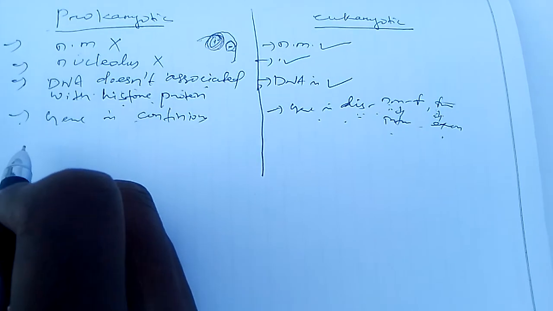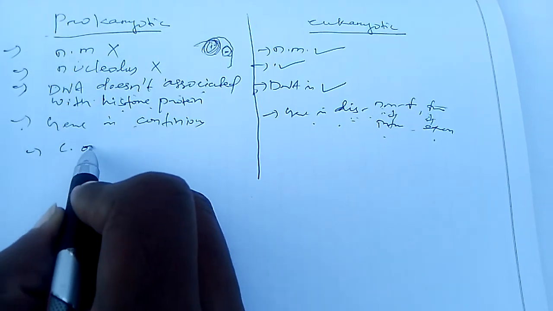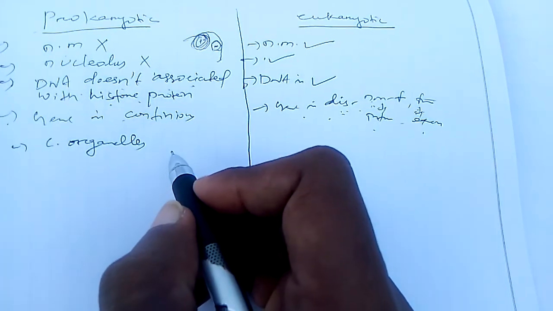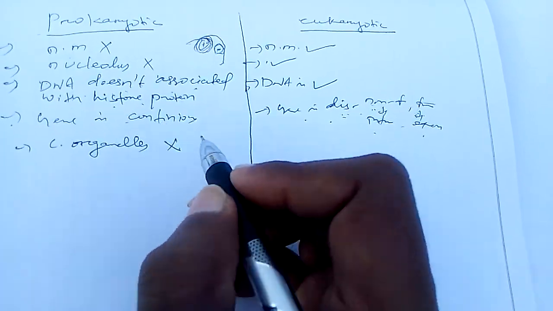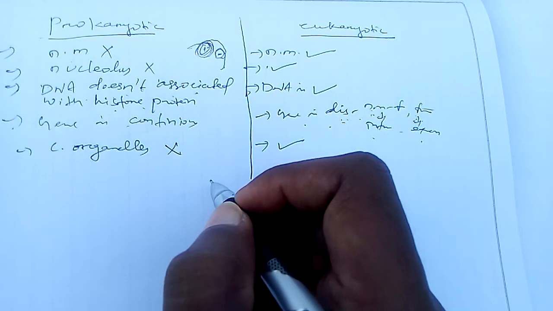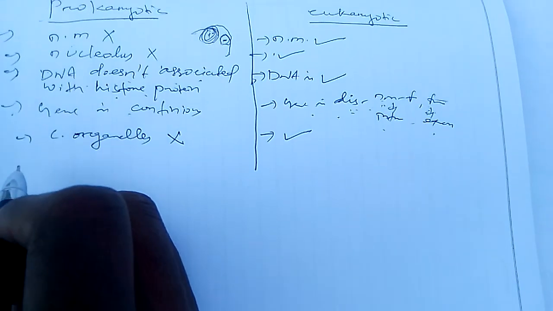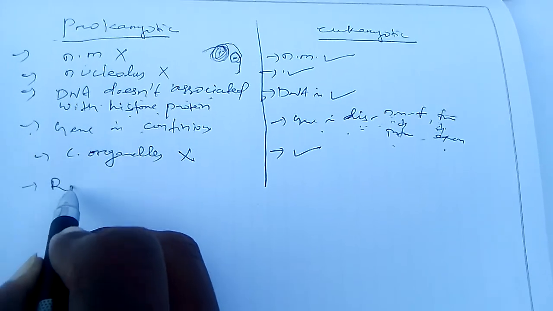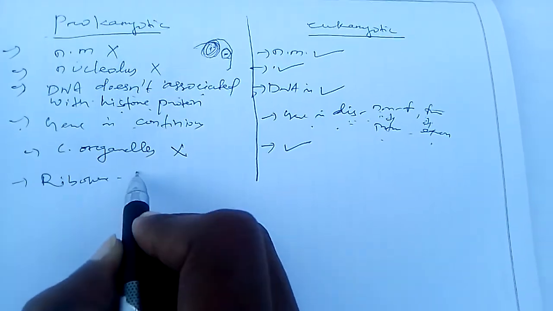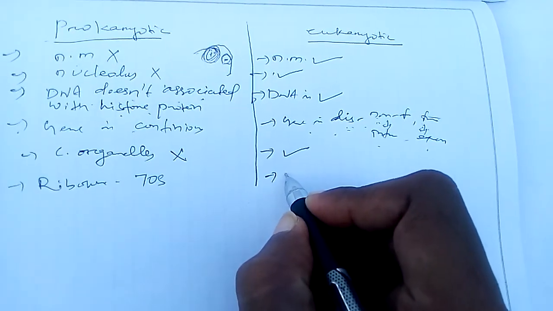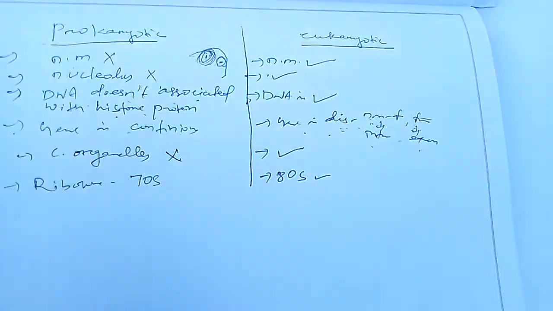Then another difference: cell organelles like mitochondria, chloroplast, Golgi body, etc., are generally absent in the prokaryotic cell and these are generally present in the eukaryotic cell. Then another difference is ribosome. Ribosome is generally 70S type in prokaryotic cell. In eukaryotic cell this ribosome is generally 80S type.